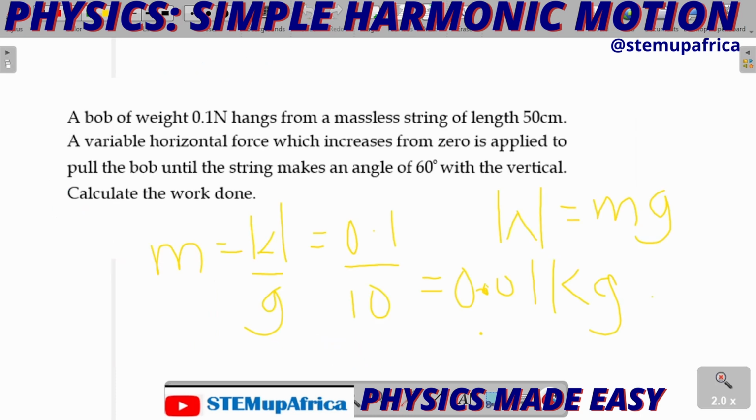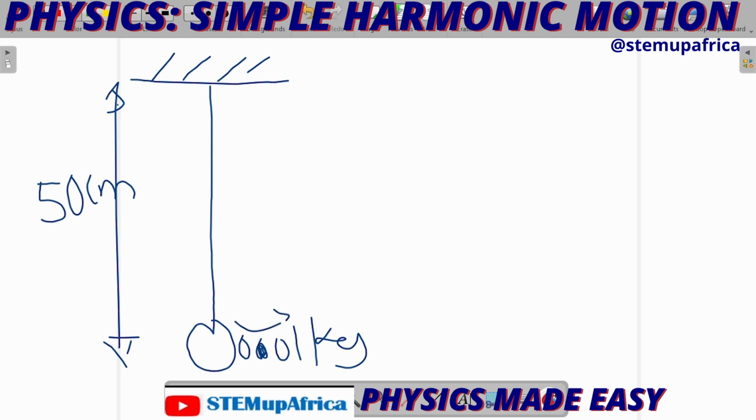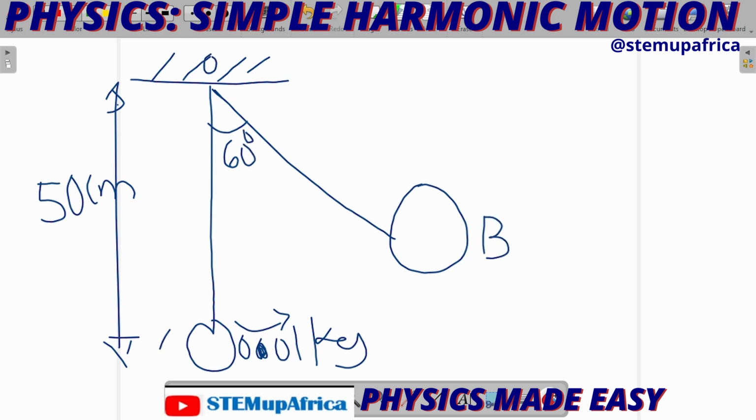So let's continue. A variable horizontal force which increases from 0 is applied to pull the bulb until it makes an angle of 60 degrees with the vertical. Take note of that. So this bulb is pulled, let's assume in this direction, and released. Then they form an angle of 60 degrees here. Don't forget, let's call here point O, point B, and point A. So no doubt, O to B is also 50 cm because it represents the same massless string.